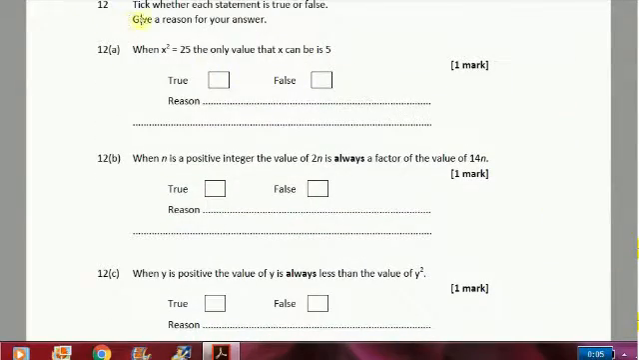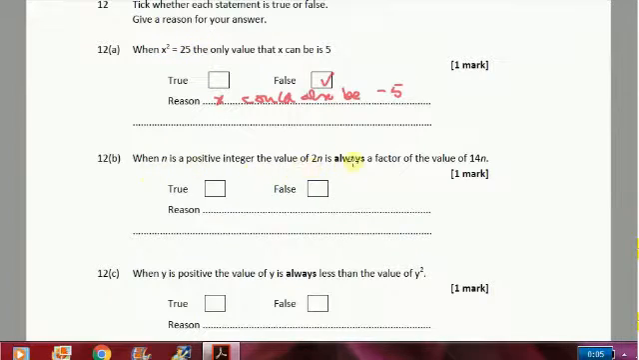Question 12. Tick whether each statement is true or false. When x squared equals 25, the only value that x can be is 5. That is false, because x could be -5. Because -5 squared is positive 25.